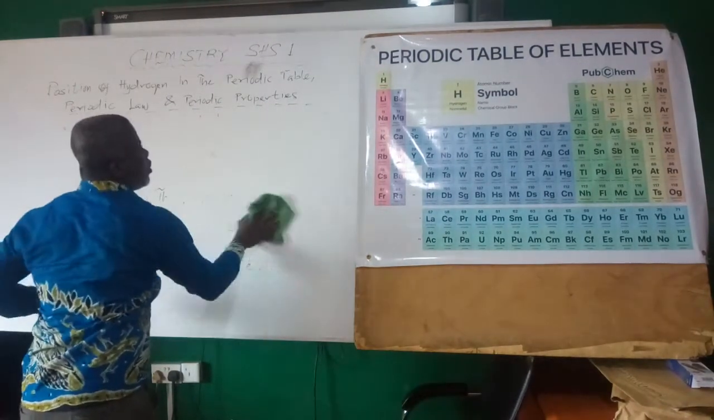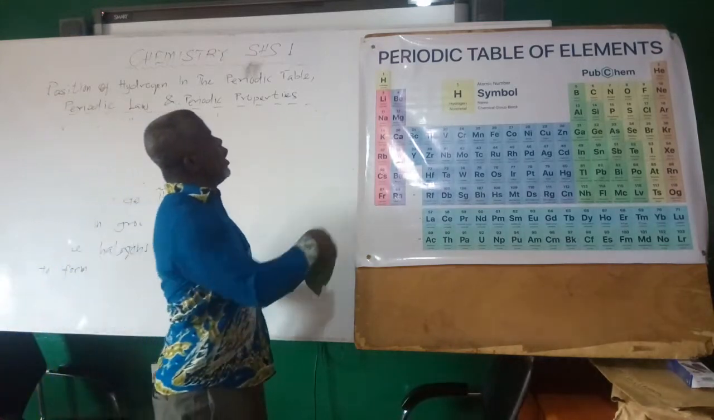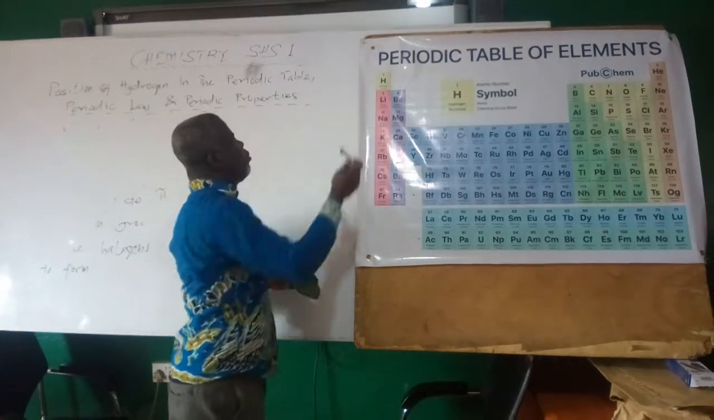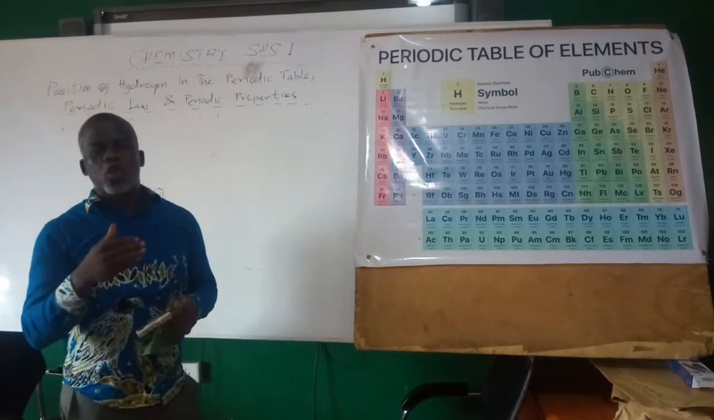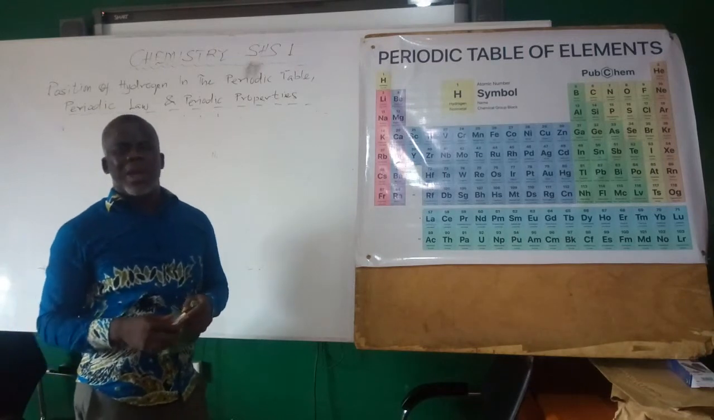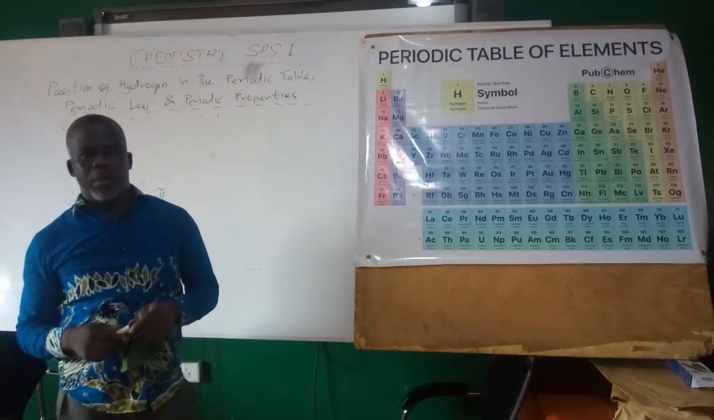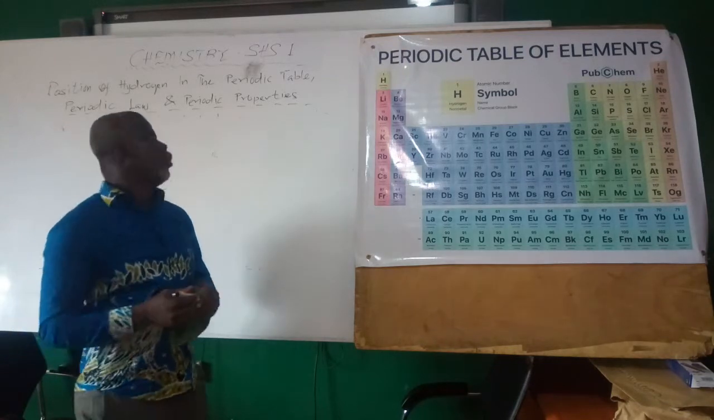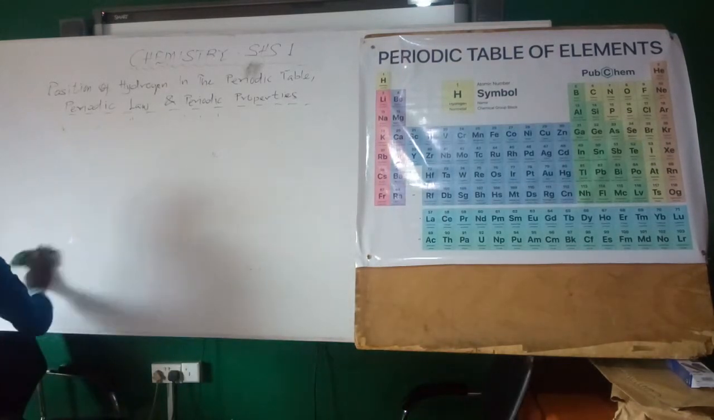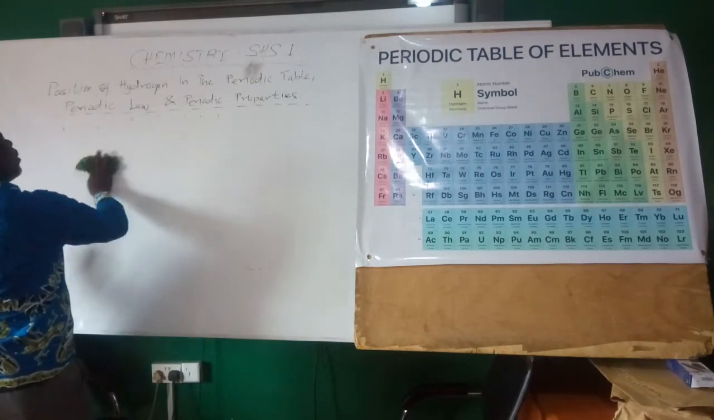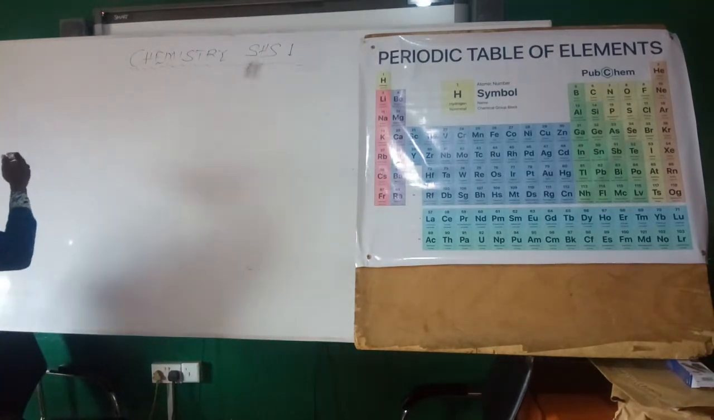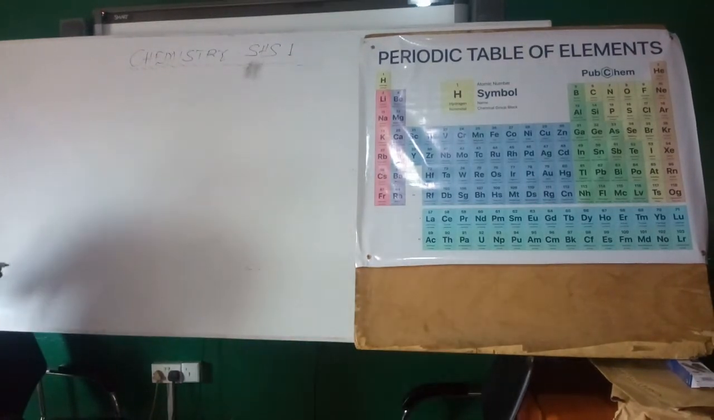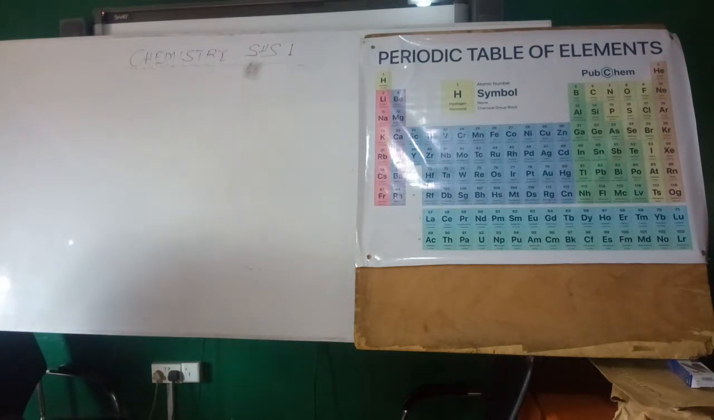But what you see is that when you consider the group 1 elements, lithium, sodium, potassium have something in common. They show similar chemical properties and similar physical properties because of the periodic law. So periodic law can be stated as: the properties of the elements are the periodic functions of their atomic numbers.